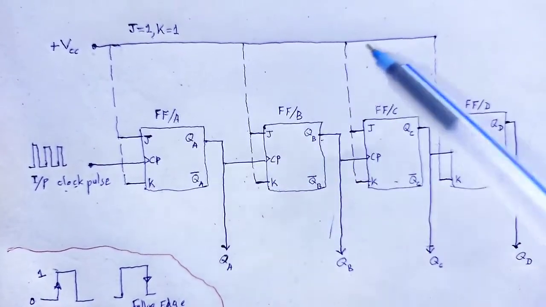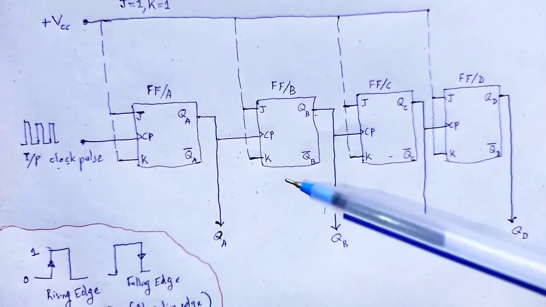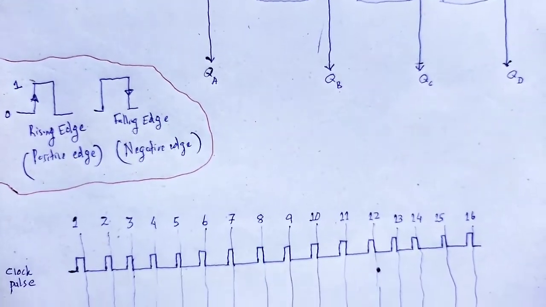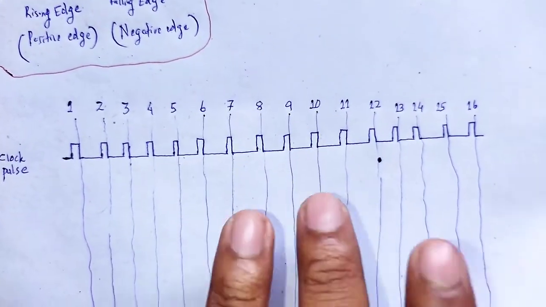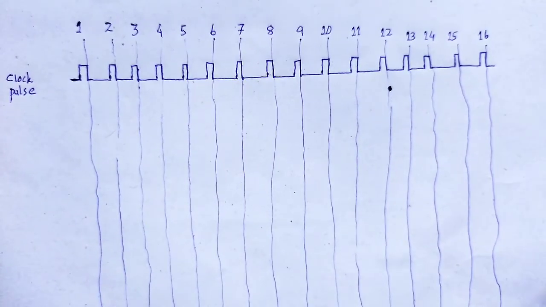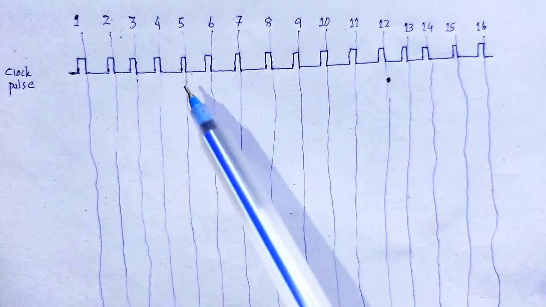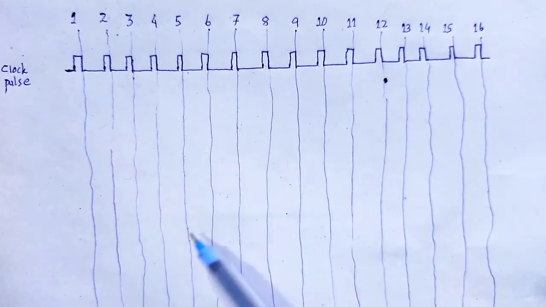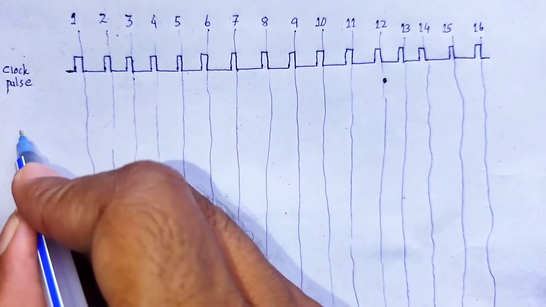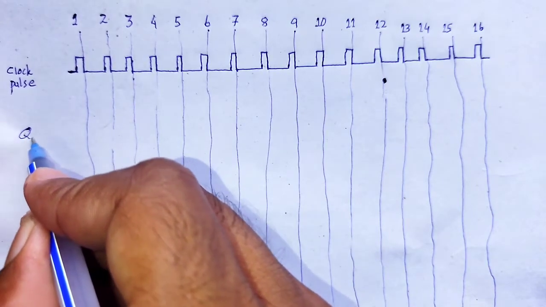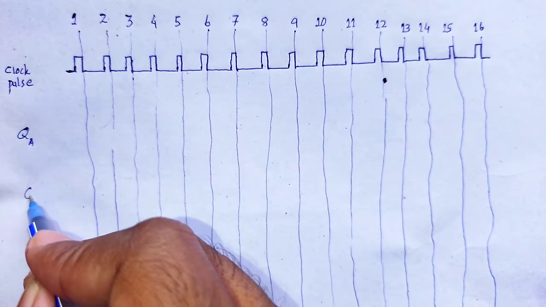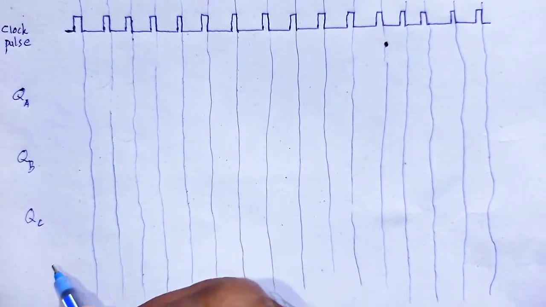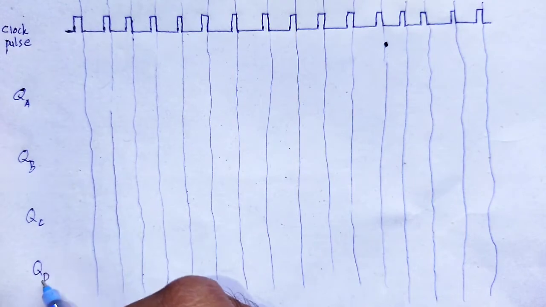And all the operations and what the output will be, we can clearly understand by taking its analysis. Here the clock pulse is given, and the output we have at QA, QB, QC, QD.